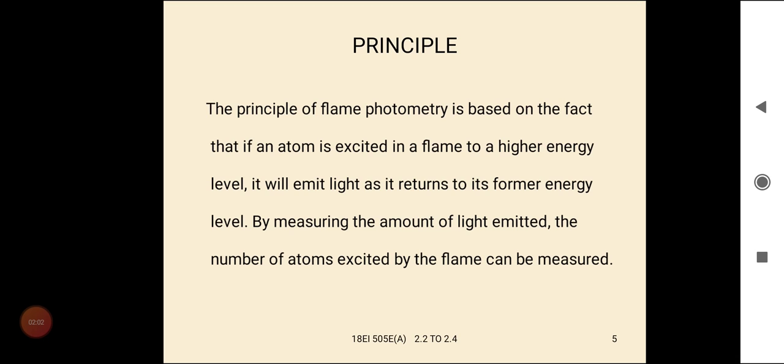Once again I am repeating the principle of flame photometer. The principle of flame photometer is based on the fact that if an atom is excited in a flame to a higher energy level, it will emit light as it returns to its former energy level. By measuring the amount of light emitted, the number of atoms excited by flame can be measured.